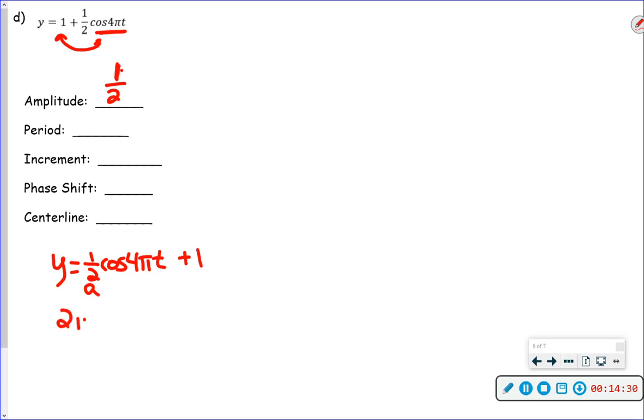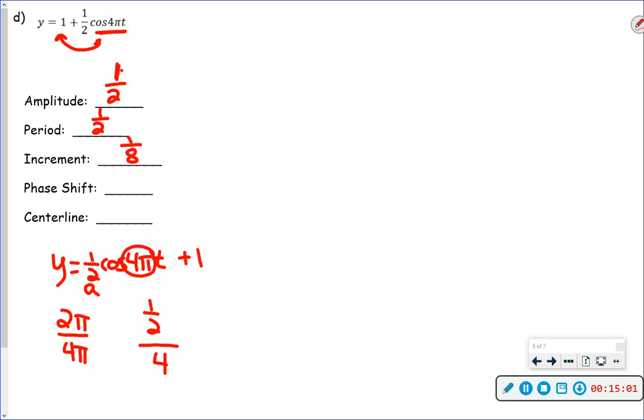Period, 2 pi over b. Now, this time they're using t for your variable. Fine. Our coefficient on it is 4 pi. 2 pi over 4 pi, of course, reduces to a half. Now don't let it scare you that you don't have a pi on there. Remember, pi is simply a value, 3.14. It's simply a number, okay? So it's all right. Increment, period, divided by 4. So a half divided by a 4 is 1/8.